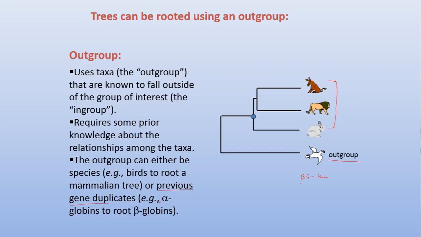So the thing is that you are supposed to know that this outgroup is somehow related to your in group, but it has evolved differently. Okay, it is related but it is different. Such operational taxonomic units are ideal candidates to be used as outgroup.